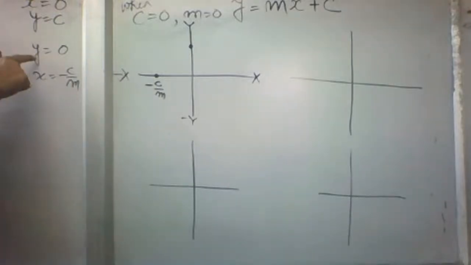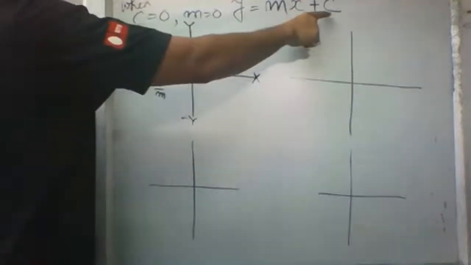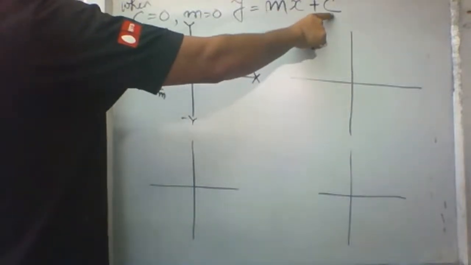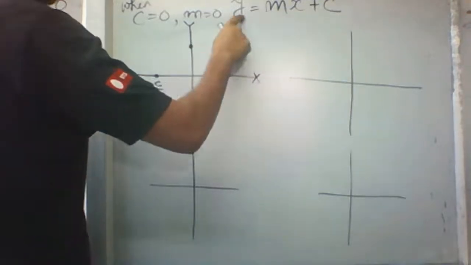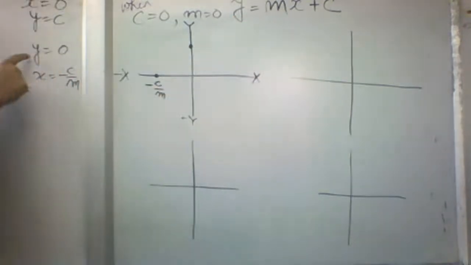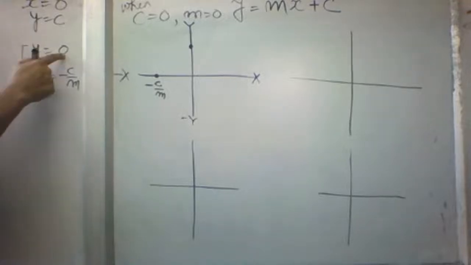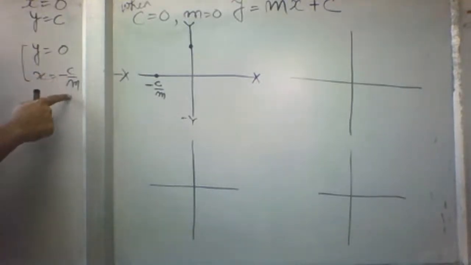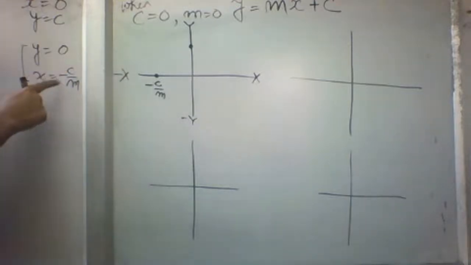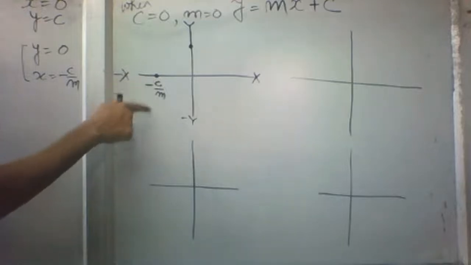When y is equal to 0, when c is equal to 0, put the value c is equal to 0 over here and m is equal to 0 over here. This is 0, it means y is 0. If y is 0, then this will be the graph. If y is 0, it means the value of x is equal to minus c upon m.